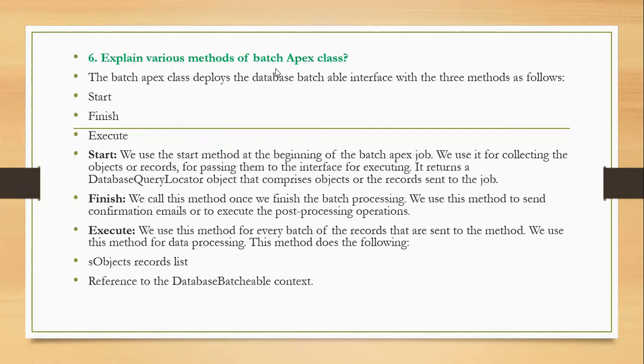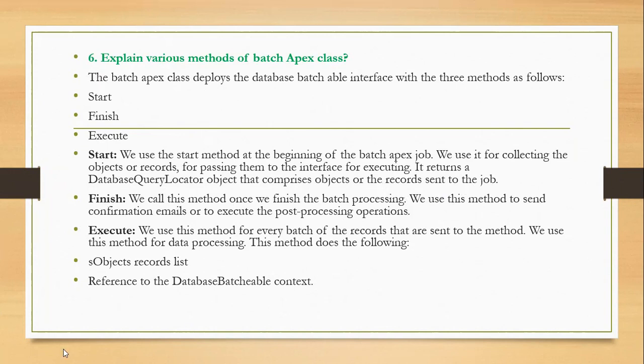Next question. Explain the various methods of the batch Apex class. The batch Apex class implements the Database.Batchable interface with three methods: start, finish, and execute. Start: we use the start method at the beginning of the batch Apex job. We use it for collecting the objects or records to pass to the interface method execute. It returns a Database.QueryLocator object that contains the records sent to the job.